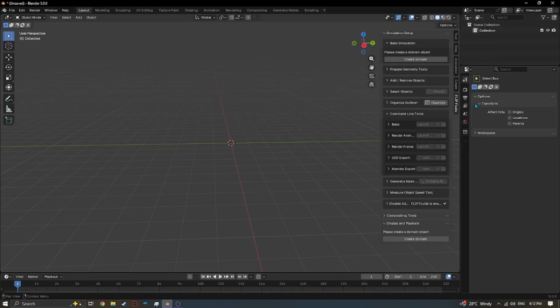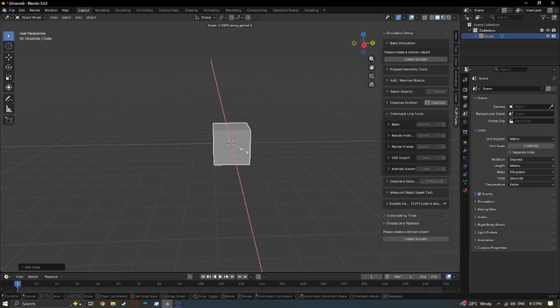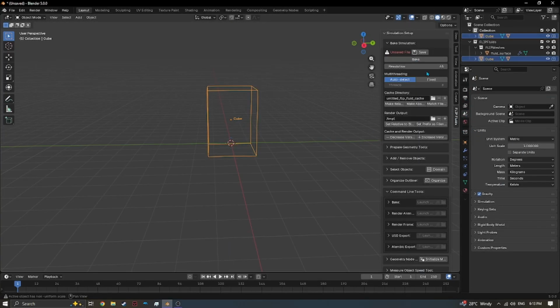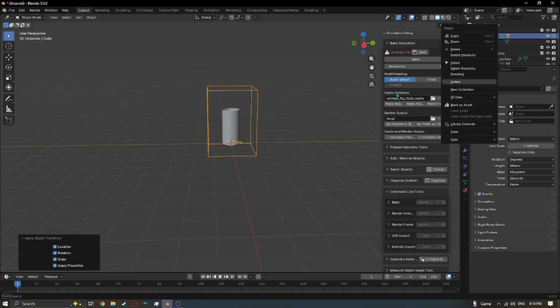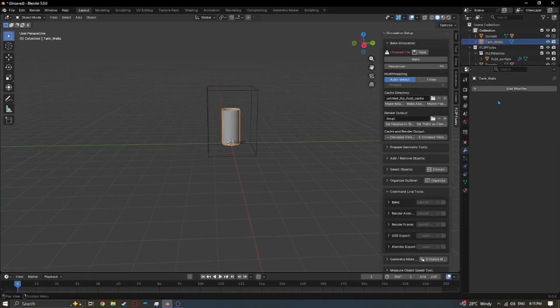Here I am in Blender setting up the scenario I just described. I'm using the Flip Fluids add-on for the fluid simulation since the Manta fluids are pretty rough. I built the tank with the described dimensions, added the fluid, which will be water in this case, and created the drain hole.